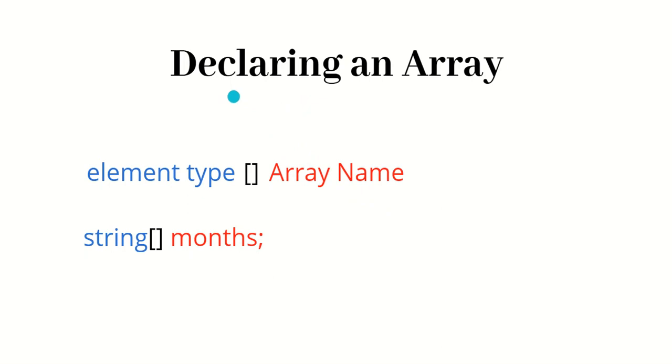In C#, to declare an array, firstly we write the element type of the array. Then we should use square brackets, not the other types of brackets. After the square brackets comes the array name. So this is the example: string, square brackets, months. Let's see how to code this in Visual Studio.